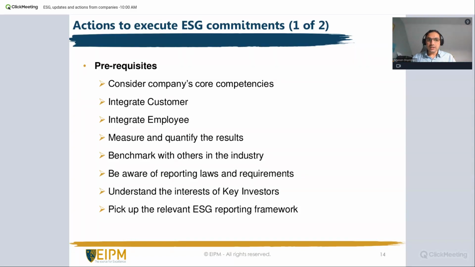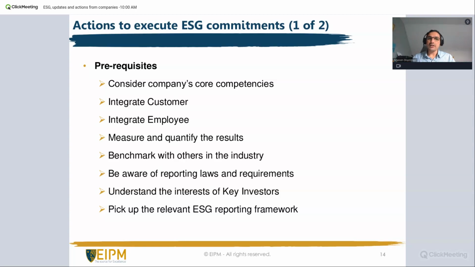Understanding the interests of key investors. As I mentioned, the investors are doing the investing based on your ESG ratings as well. So there could be robo-advisors, as I mentioned. There could be asset managers or other private investors like pension funds, insurance companies, and so forth, who will be investing in organizations based on your ESG ratings as well, right?